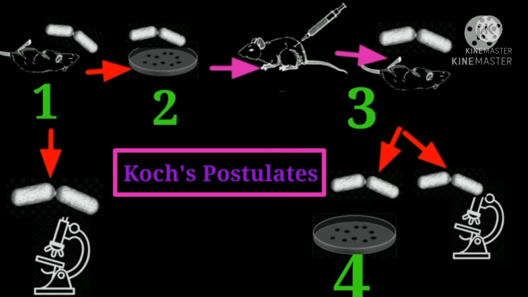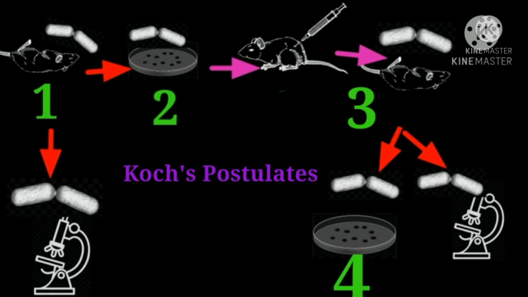Third, inoculation of such pure culture into suitable laboratory animals should reproduce the lesions of the disease. Fourth, it should be possible to re-isolate the bacterium in pure culture from the lesions produced in the experimental animals.